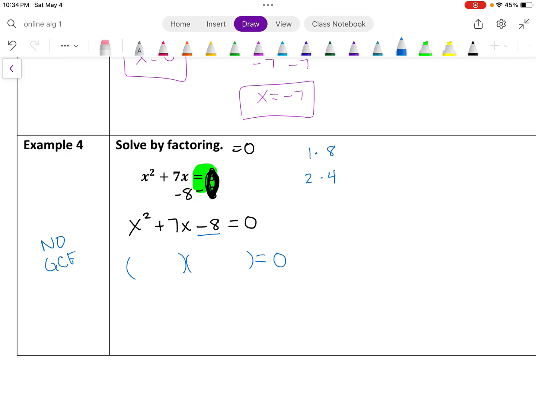And I see that this is a -8. So the only way to multiply to be a negative is if I've got a positive and a negative here. Okay, well, I don't think 2 and 4 are going to be able to give me 7, so I'm thinking about -1 and +8, or +1 and -8. Well, that's the difference between a +7 or a -7, so -1 and +8 must be my magic numbers.